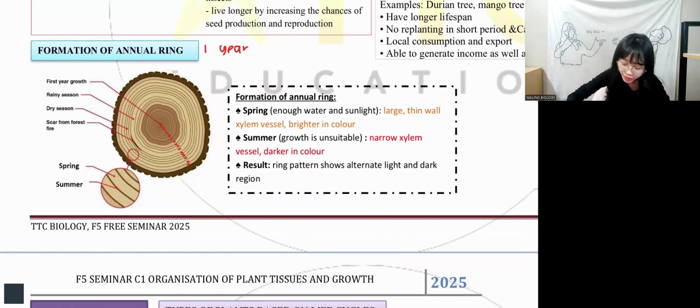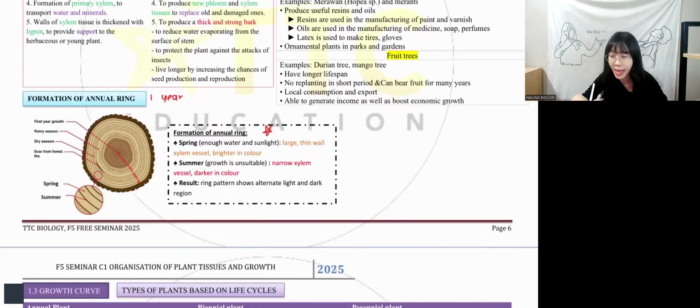So if they ask you the formation of annual rings, remember, it's during spring and summer. This is the textbook answer, okay? We follow the textbook answer, spring and summer.